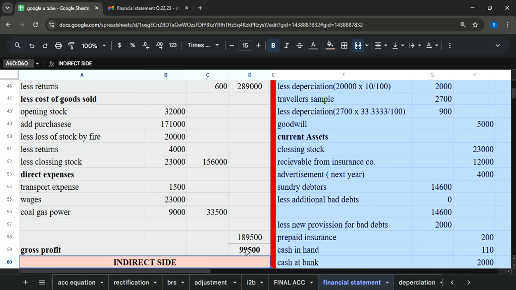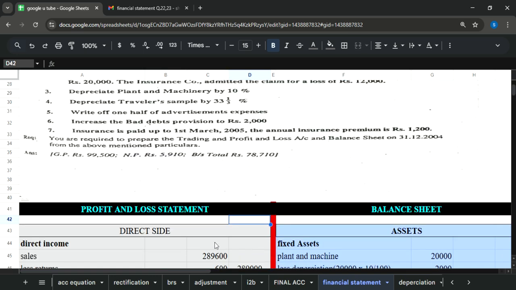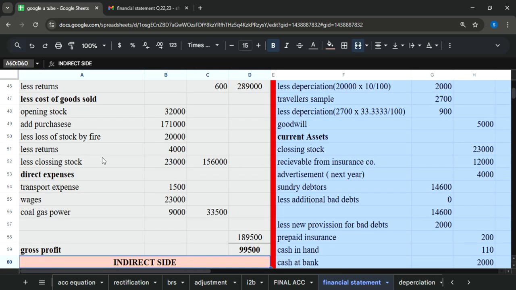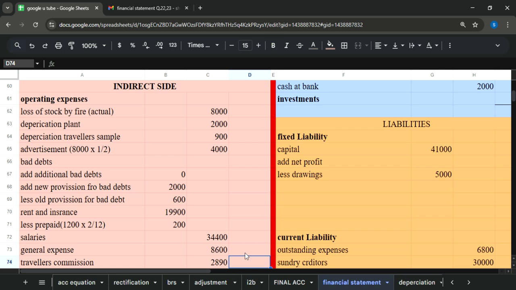Let's check from the book. Okay, gross profit is 99500. What does that mean? That 1 out of 4 parts have been solved. Look at here, gross profit 99500. Now we can focus on our operating side.